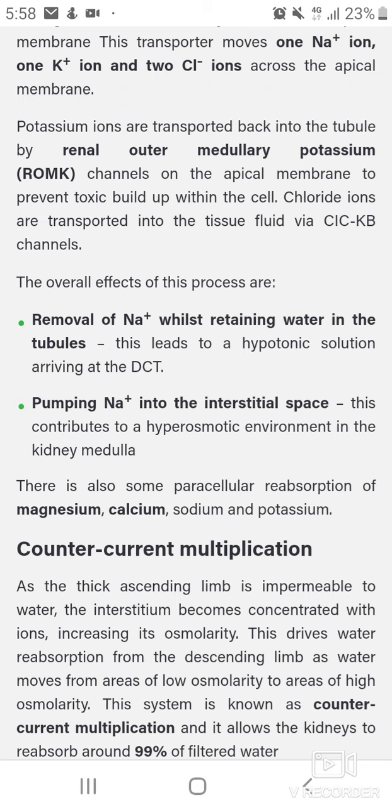This is all about the loop of Henle, the part of the nephron. The thin descending limb, and the thin and thick ascending limb of the loop of Henle are what we discussed in this topic.